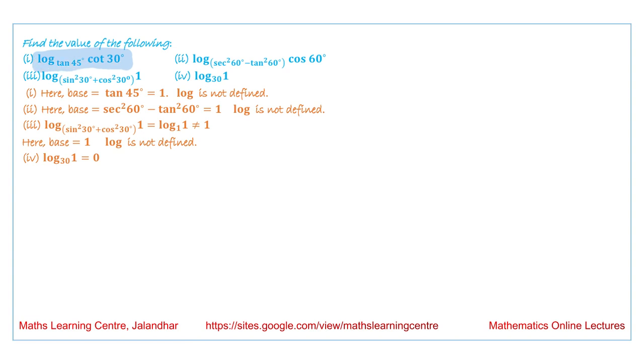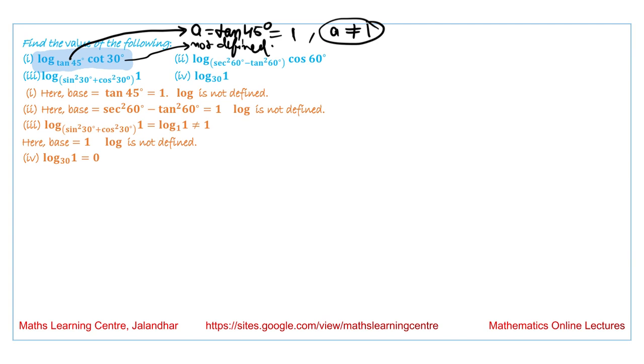cot 30 degrees, and the base we have is tan 45 degrees. This is the value of A; we have tan 45, and the value of tan 45 we know is equal to 1. As the base cannot be equal to 1, the condition for the log is that the base cannot be equal to 1. So, we are saying that this value is not defined, because the function log is not defined for A equal to 1.